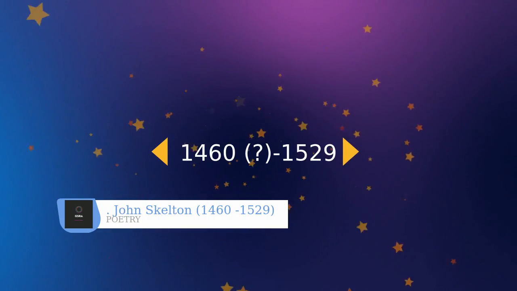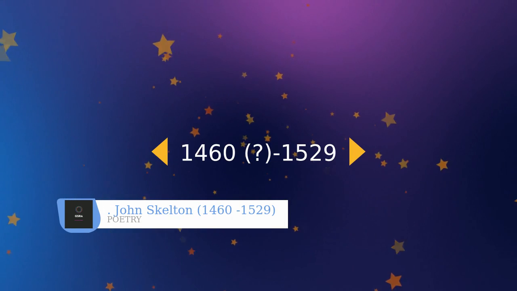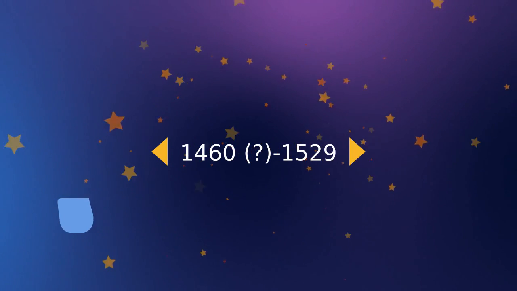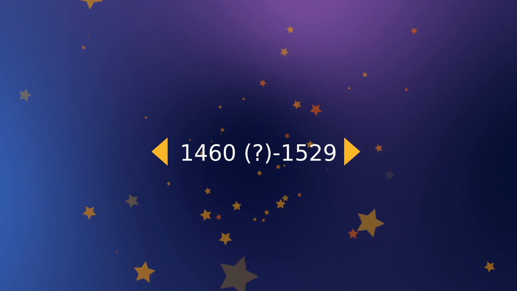Without further delay, we'll jump straight into today's topic. The first poet that we'll be learning today is John Skelton. His period is between 1460 and 1529. Let's look into his works.